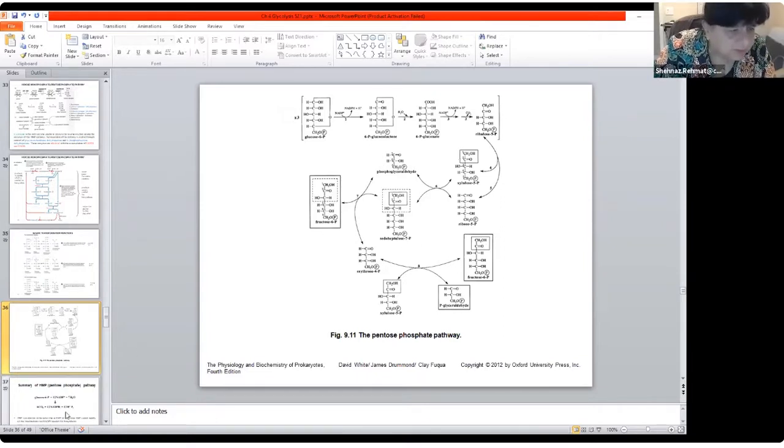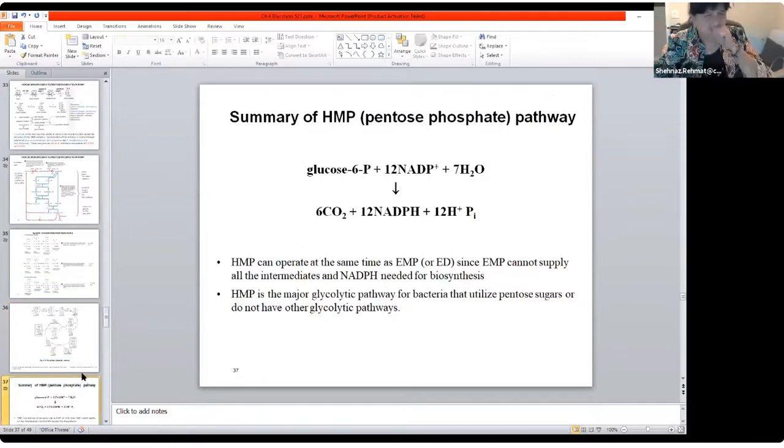I give you the various versions so that. So here is a summary of HMP. Glucose 6-phosphate plus 12 NADP will be used, and 7 water molecules, and if you go through the TCA cycle also all the way, then you will generate 6 carbon dioxide, 12 NADPH, the reduced forms, and inorganic phosphates also. So as we said, HMP can operate at the same time as EMP or even ED.